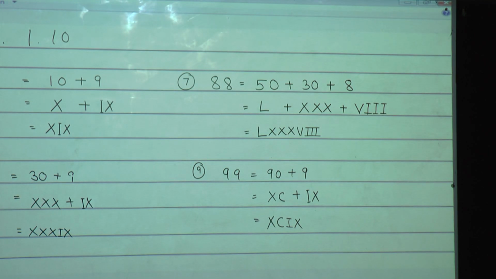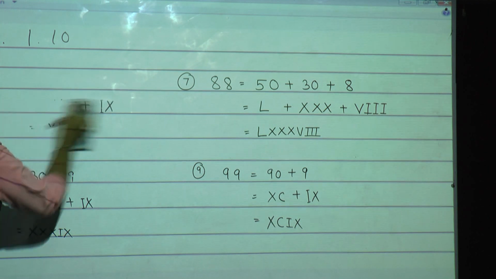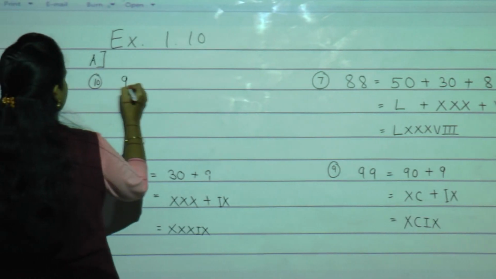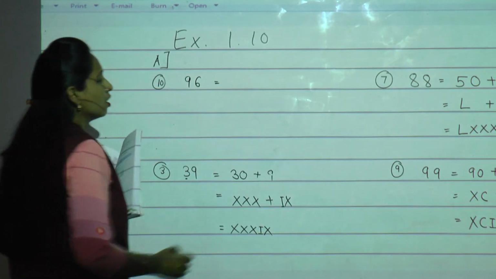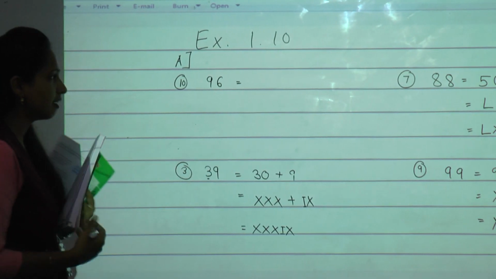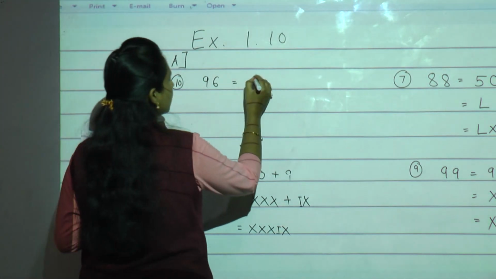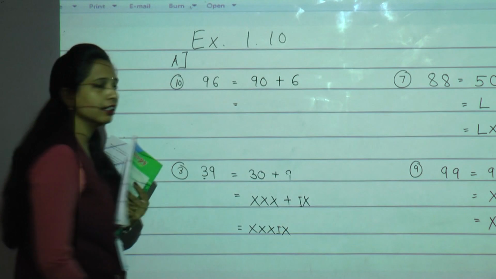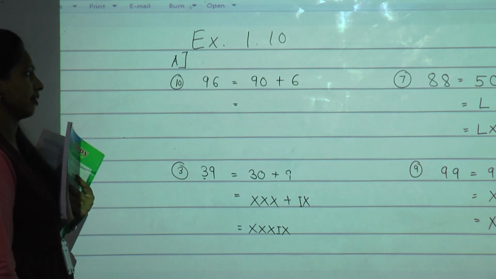One more example I will solve. Last one, the 10th example. Okay? So I am just solving here. Those are hard. What is the 10th one? 96. Okay? So how we can expand 96? 90 plus 6. It becomes 96.